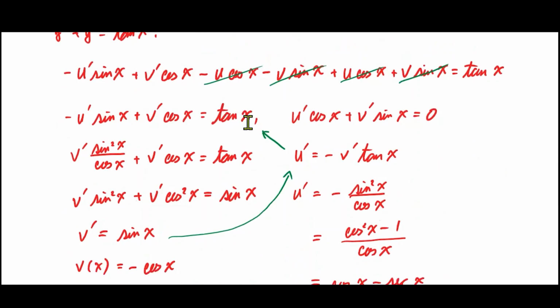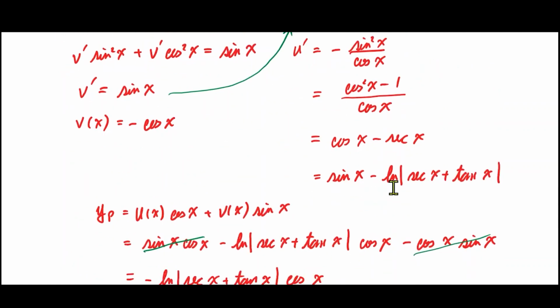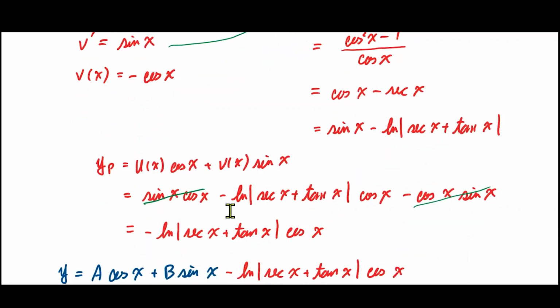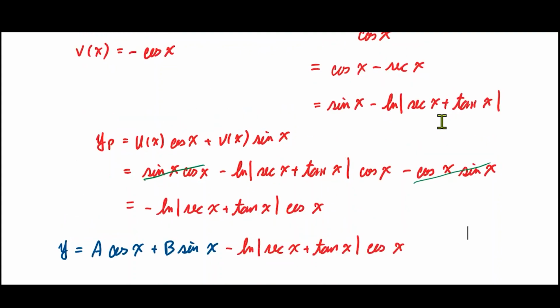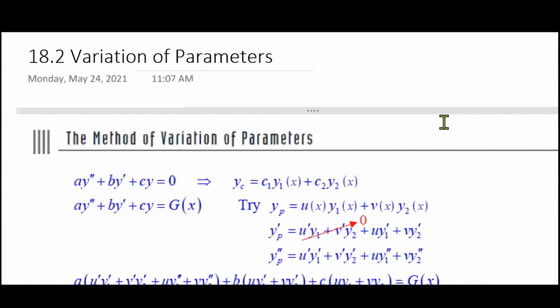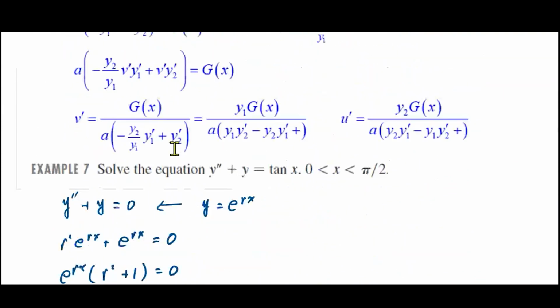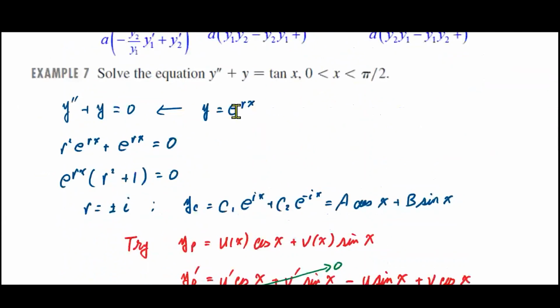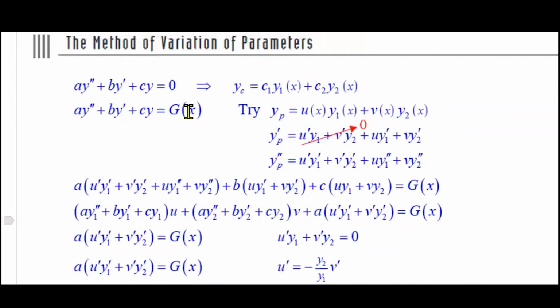And whatever's left is a system of equations. You solve however you can, integrate, then you get your unknown functions. Plug it back into this, and then you just add them up. Okay? Now, here's the theory behind why this thing works the way it does. So this g of x is our tangent here. This tangent is this g of x, okay?